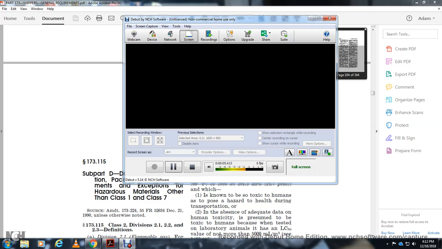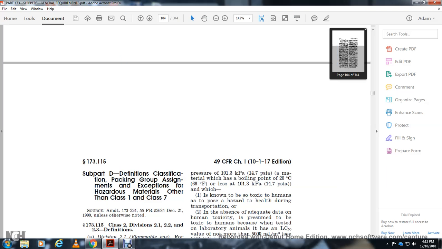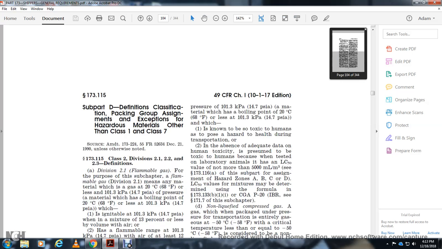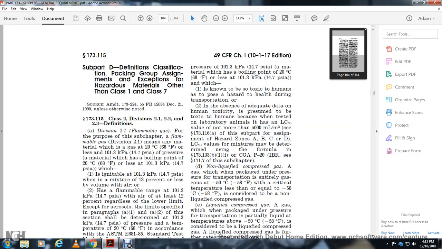Subpart D. Definition, classification, packaging, group assignment, exemption, hazardous material other than Class 1 and Class 7 material. 173.115 Class 2, Division 2.1, 2.2, 2.3 definitions.